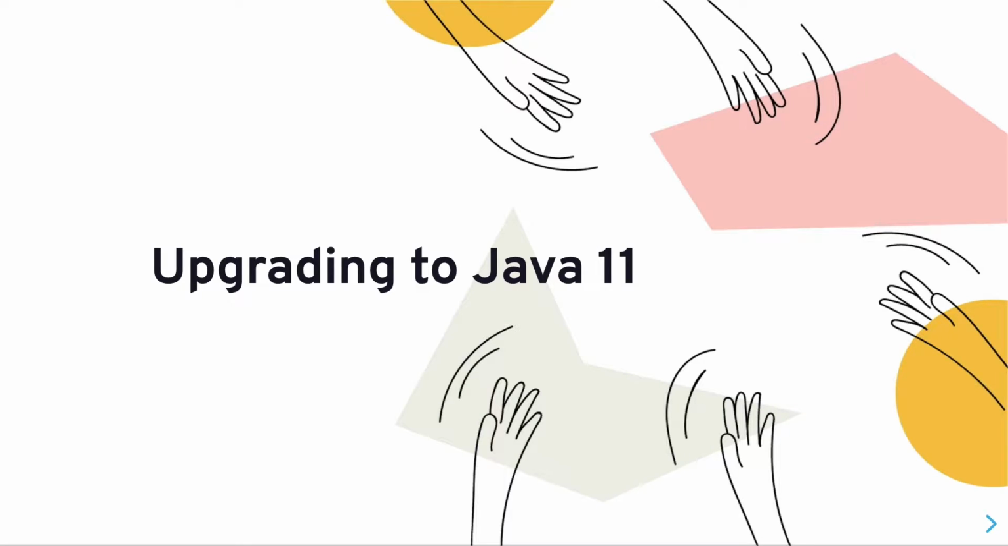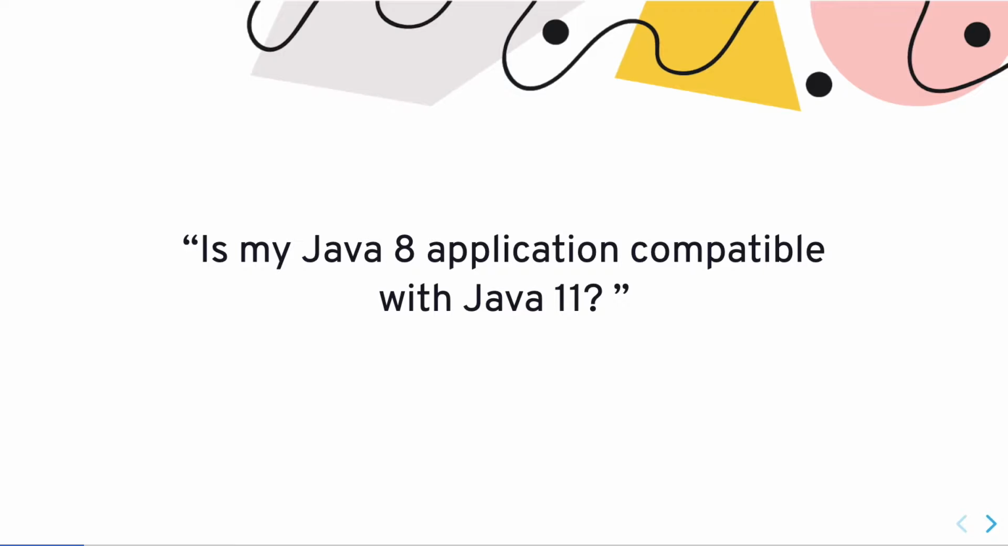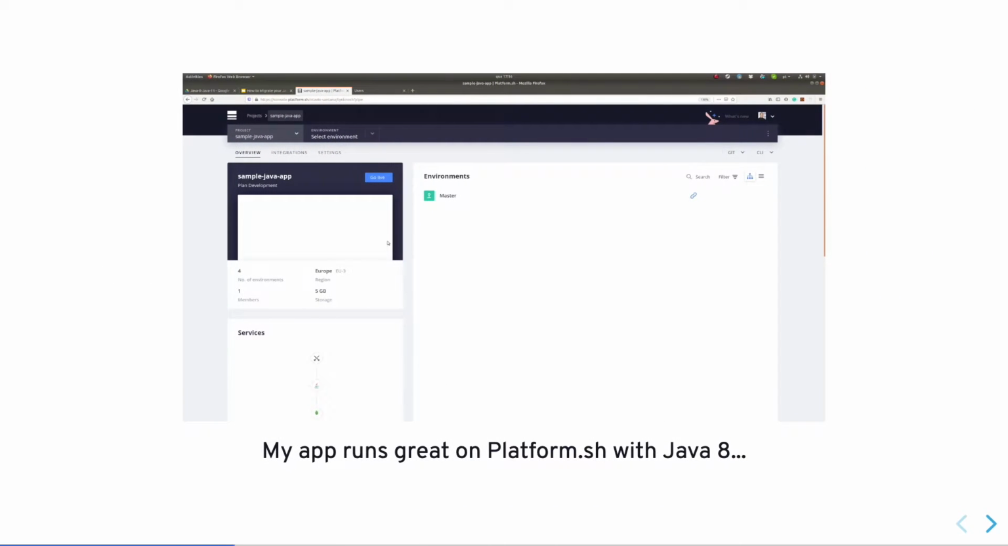As you're developing with one version of Java, you may want to upgrade to a newer version for a number of reasons. It'll be important to check compatibility with your application with as little work as possible. Luckily, on Platform.sh, finding out if an application works with another version of Java is quick to test.